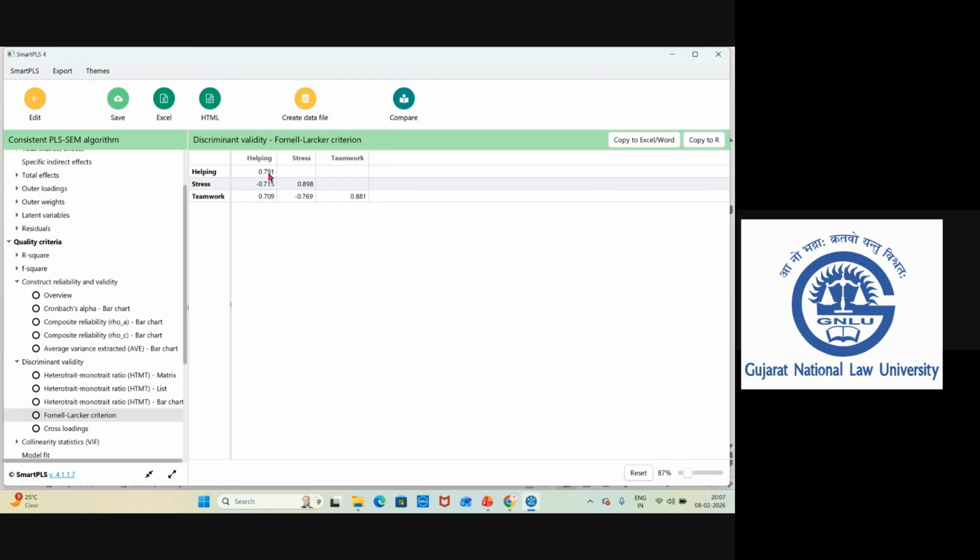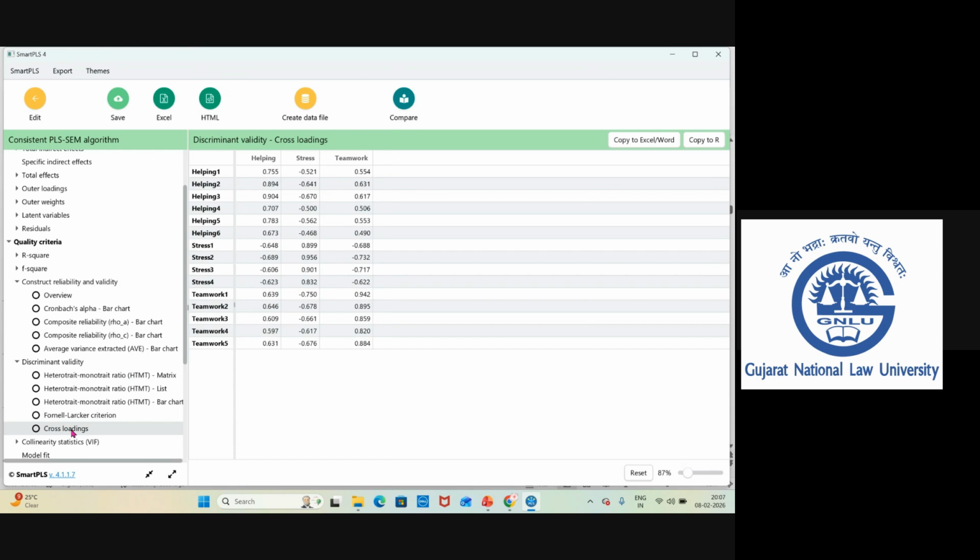If you look at this particular cross, all the values should be higher in the respective columns. Okay. Last one we have cross-loadings. When you look at the cross-loadings, it indicates whether we are able to achieve the discriminant validity or not. In our case, all are reflective constructs. So we are going to look at the entire cross-loading values here. The output shows all the indicators like helping behavior. Let me copy it here.